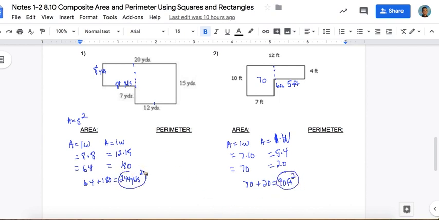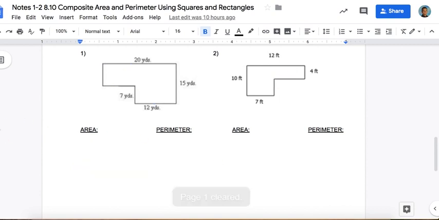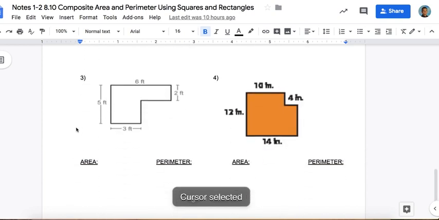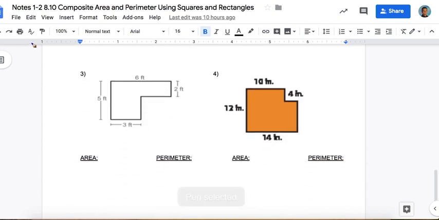Let's go back and circle that one. And we can also write in what these two were so we can see it's 70 and 20. And we can go back here and put 64 and 180. Okay, again, we'll come back to that perimeter. Let's do the last two areas first. This one, once again, we're going to divide it into two rectangles.